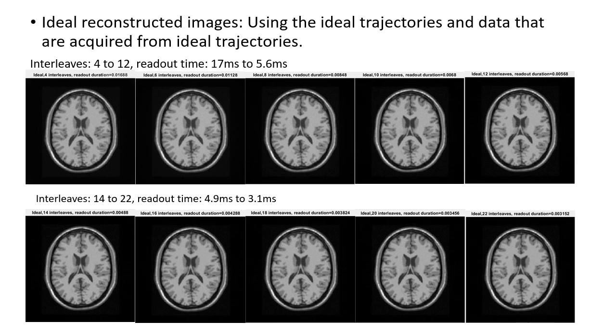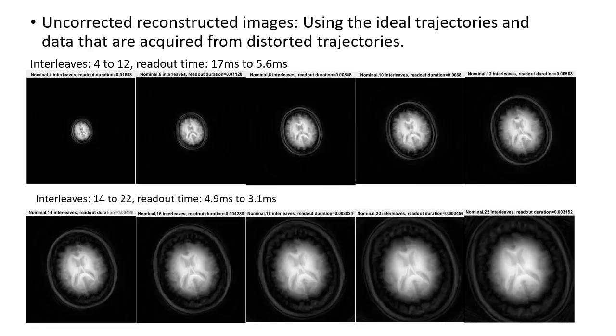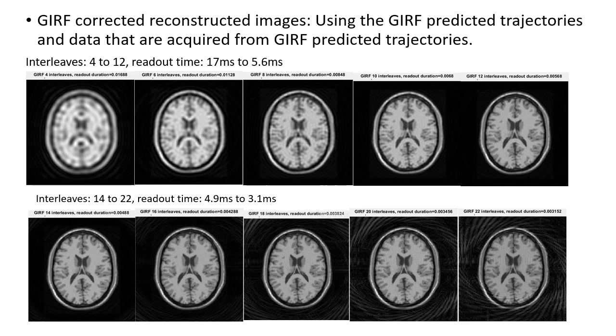milliseconds to 3.1 milliseconds. Here are the uncorrected reconstructed images, which use the ideal trajectories and data that are acquired from distorted trajectories, and I used the same interleaves and readout times as the last page. This is the GIRF-corrected reconstructed images, which use the distorted trajectories and data that are acquired from distorted trajectories.